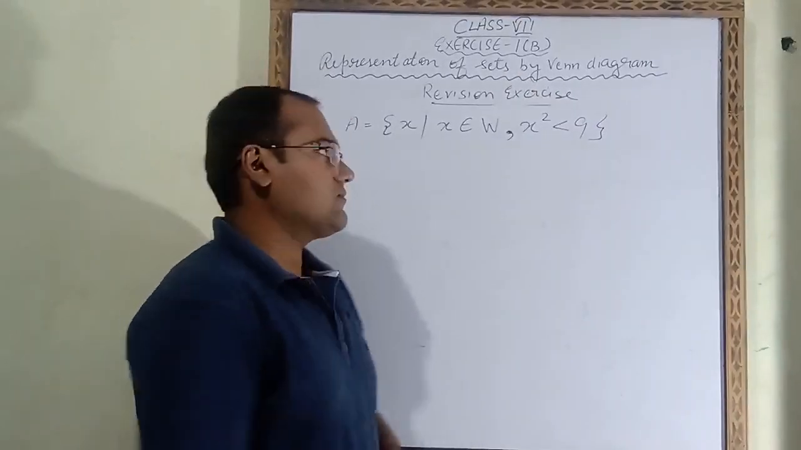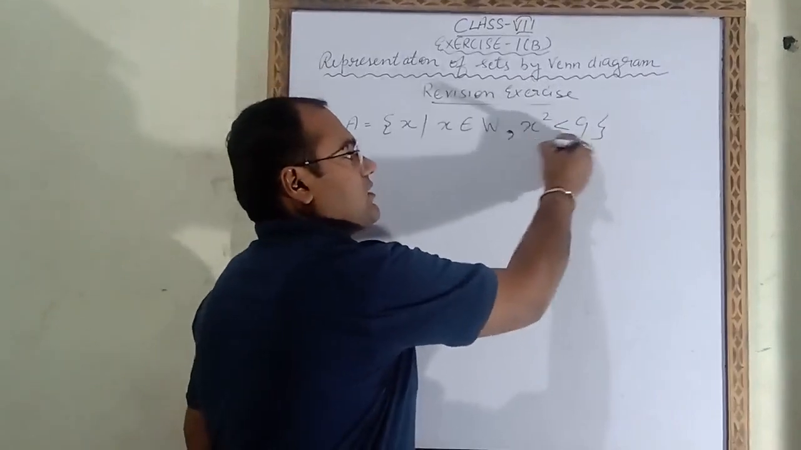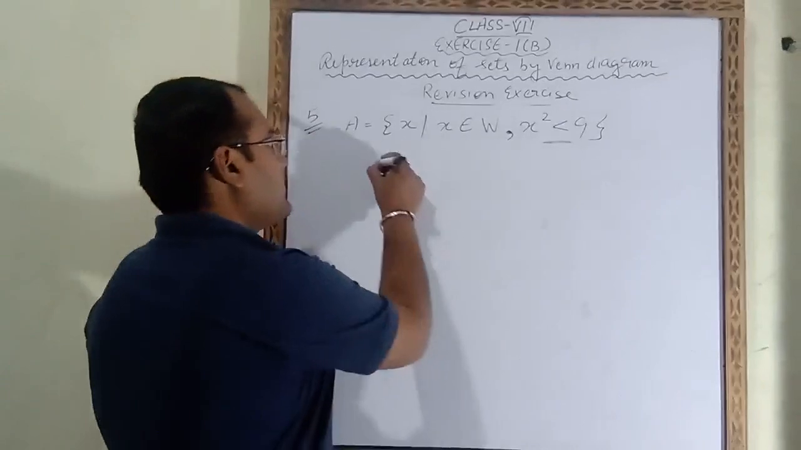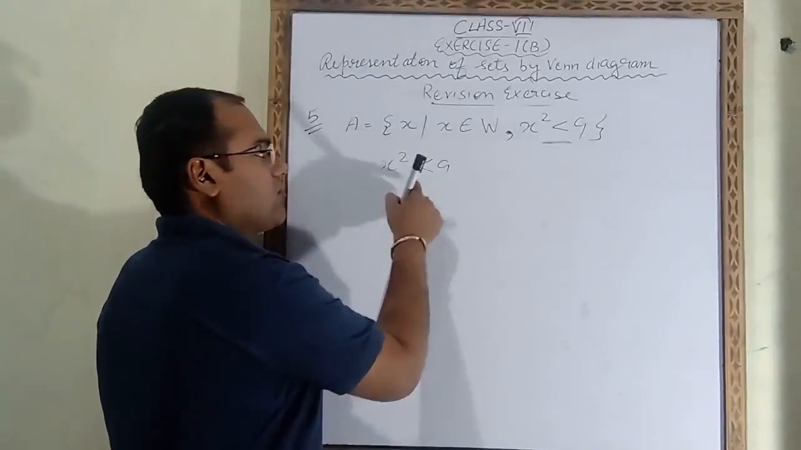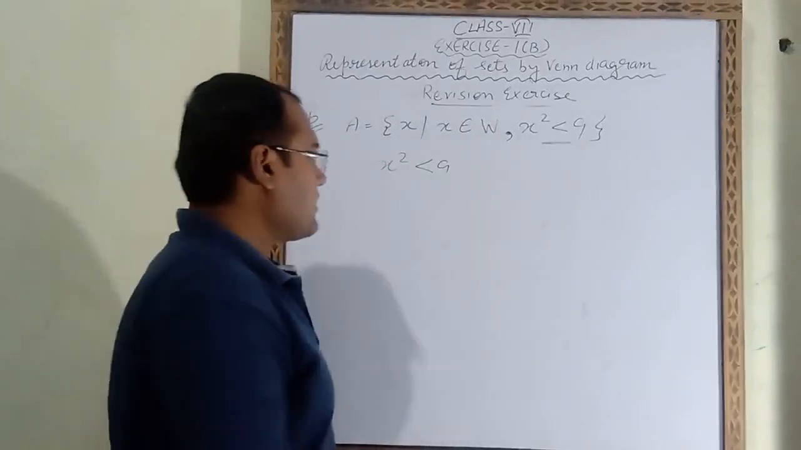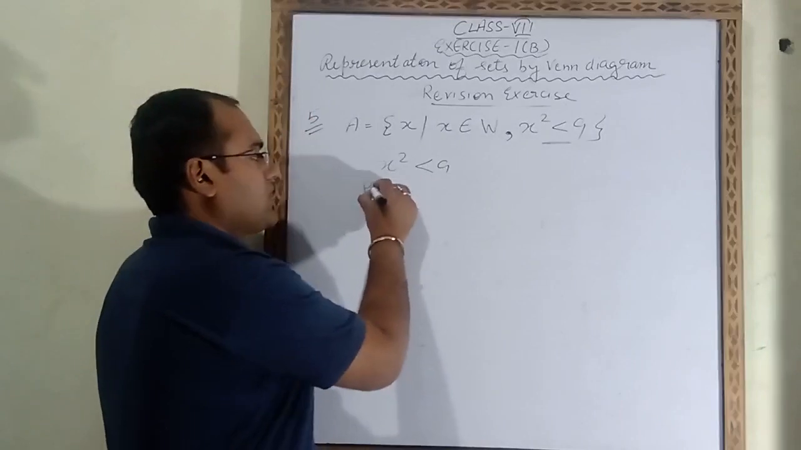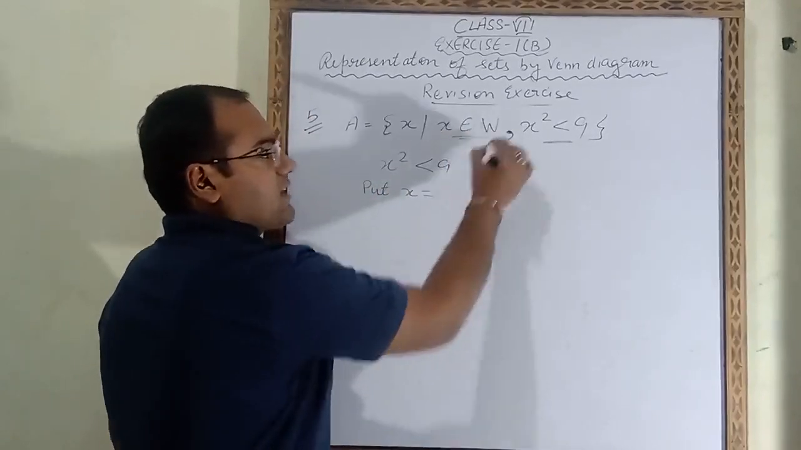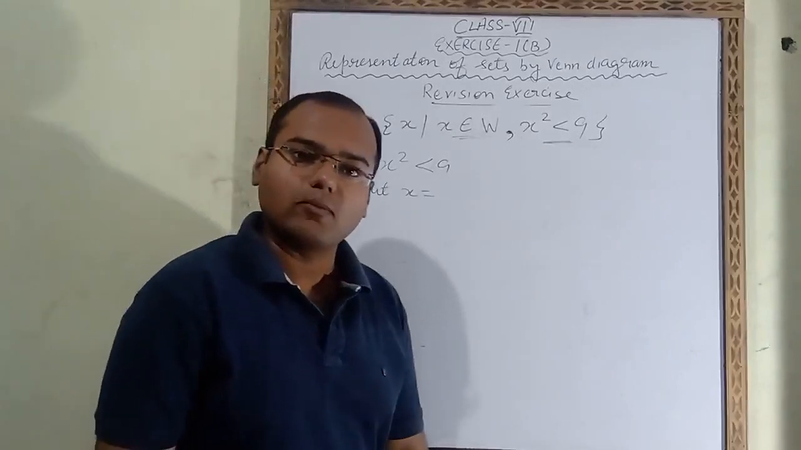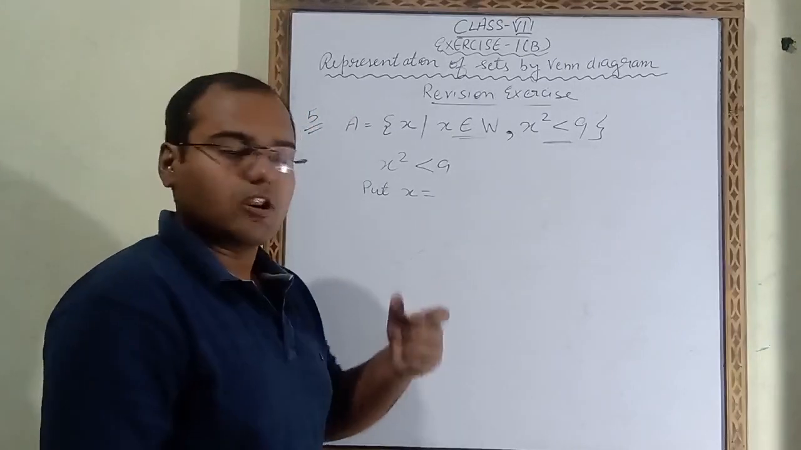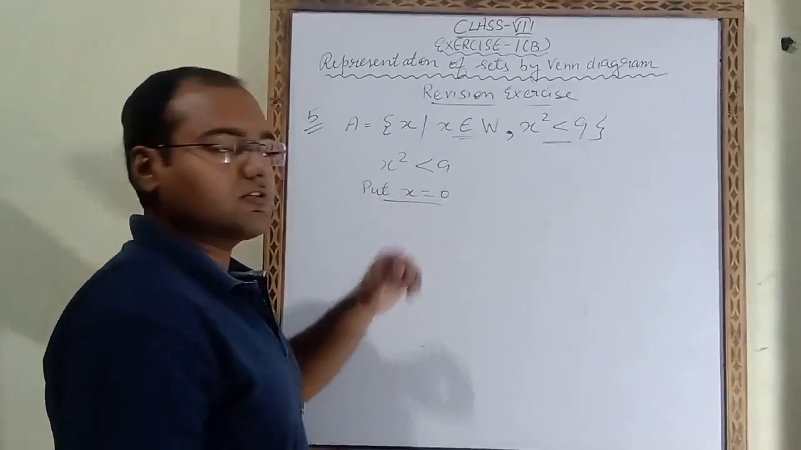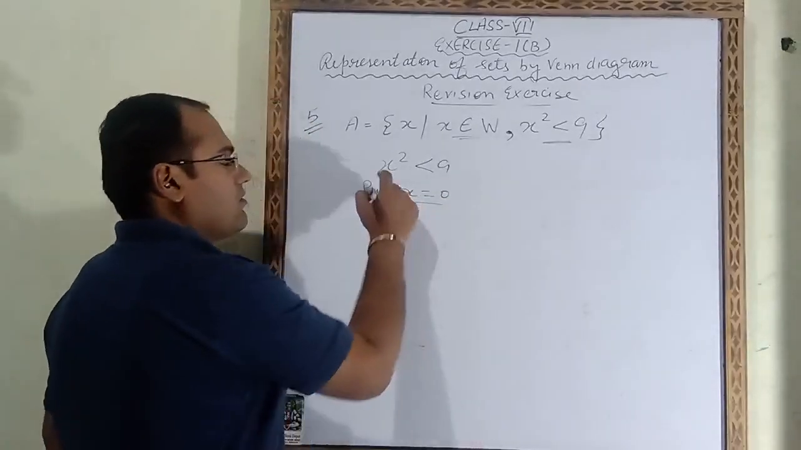So first step is we have to use this statement. Here it is given x square is less than 9. So first of all we have to write it. In this statement you have to put the values of x. So first here it is given x belongs to W. W means whole number. So we have to put here whole numbers. So first whole number is 0. So first of all we have to put x is equal to 0. So here we will put 0.